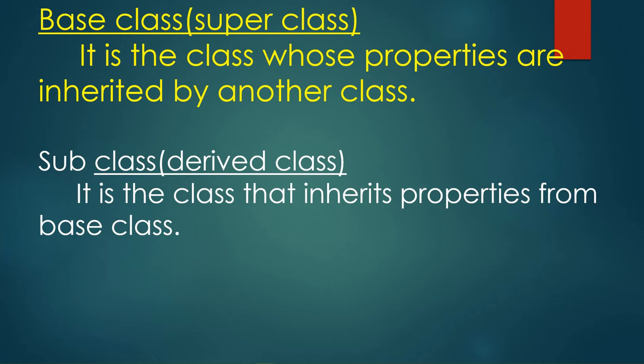Then, what is a subclass or derived class? It is the class that inherits properties from the base class. In the previous example, B inherits properties from class A. So, B is the subclass.